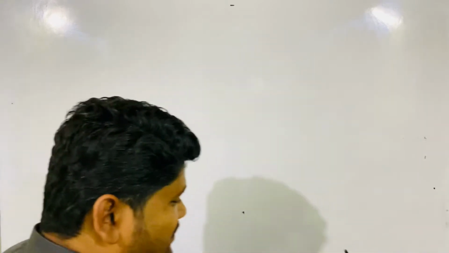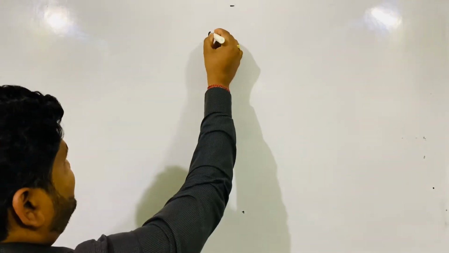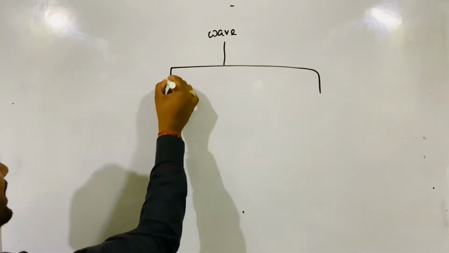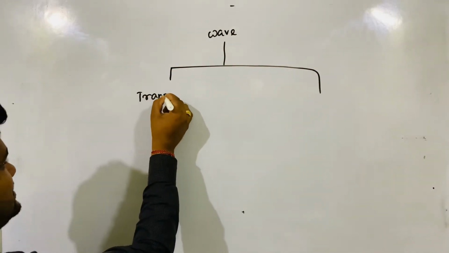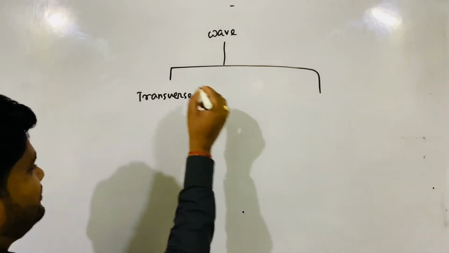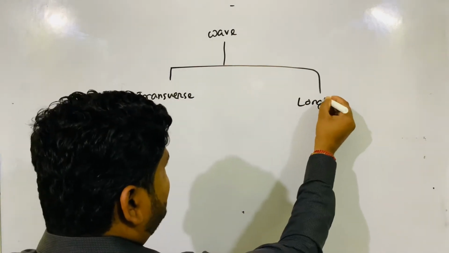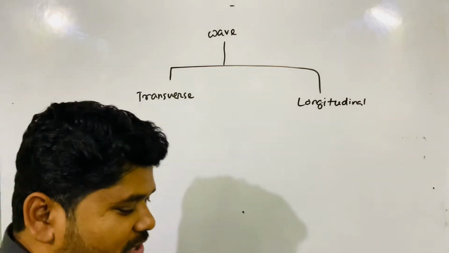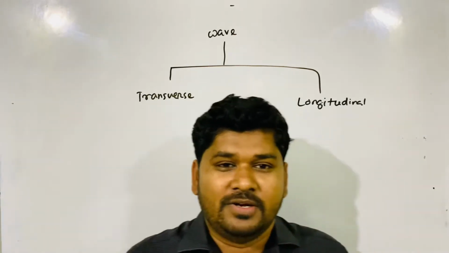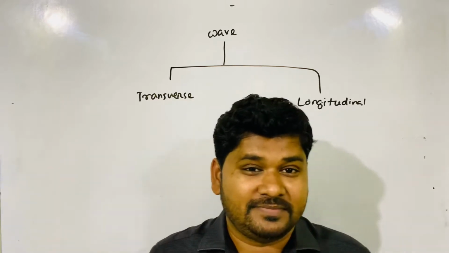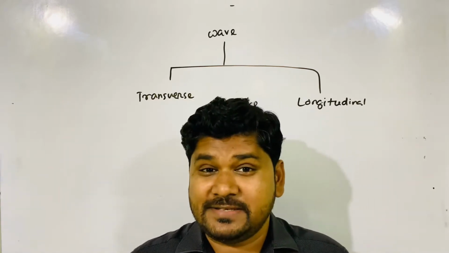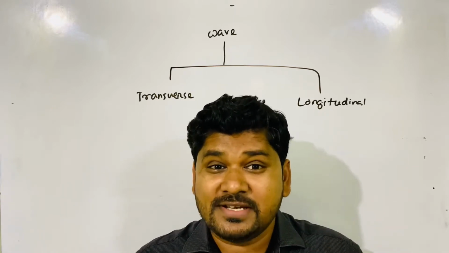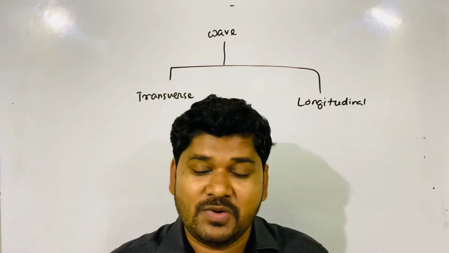Now let's see what the two more types are. Waves are classified into two types: one is the transverse wave, the other is the longitudinal wave. What do you mean by transverse wave? I told you in the previous class, wave means two things: oscillation plus propagation is called a wave.